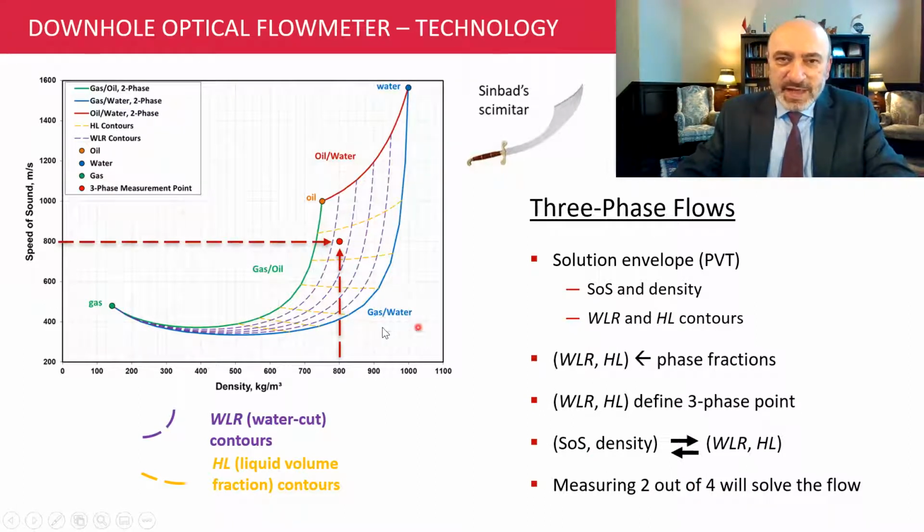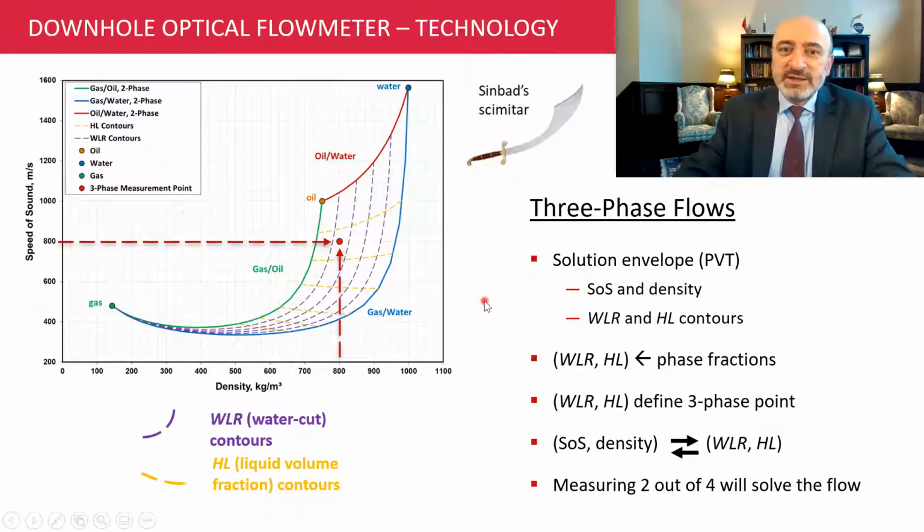So let's say I have a flow meter measuring the speed of sound and density, now I can completely solve this point. There is a relation of these quantities, an equation, so I can find the water cut and the liquid volume fraction if I measure these. Or if I have a flow meter which can only make the speed of sound measurement, but I can add a water cut measurement to that, now I can also get that intersection point.